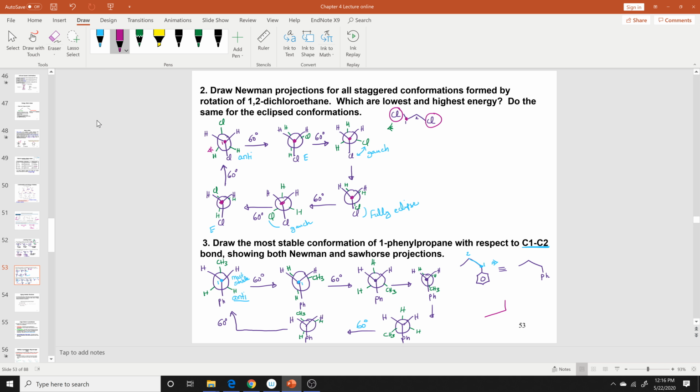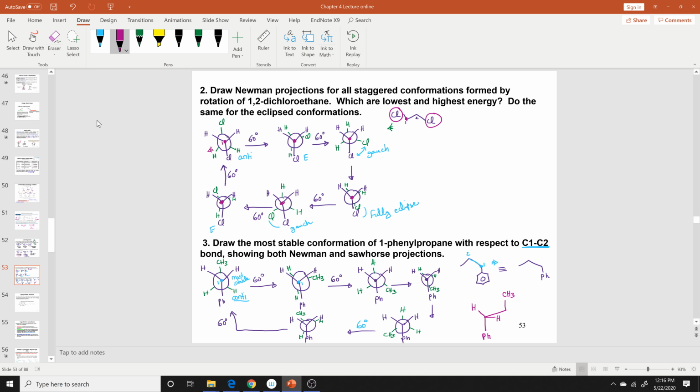So for the sawhorse, this is how it's going to look. I know that I have a phenyl here. It's pointing down. I do have a hydrogen here on the side. This is in front. I do have a hydrogen at the back over here. This is the hydrogen at the back. In this case, I am viewing it from the side. This hydrogen is at the back. And then I do have a CH3 on top here.